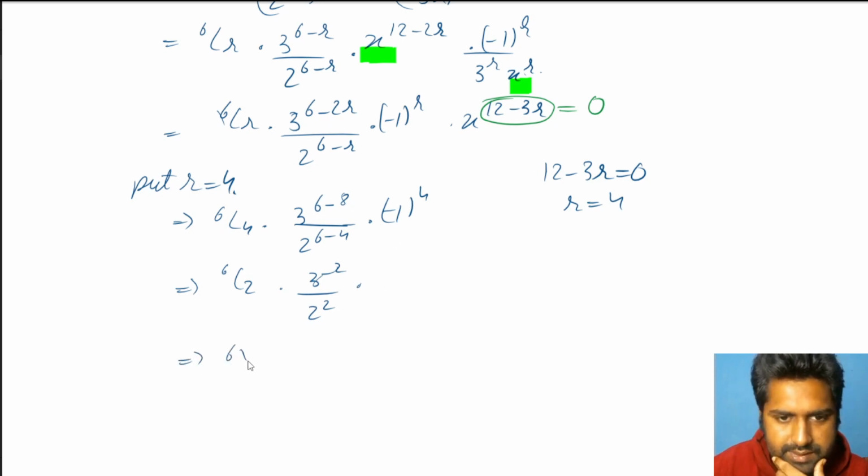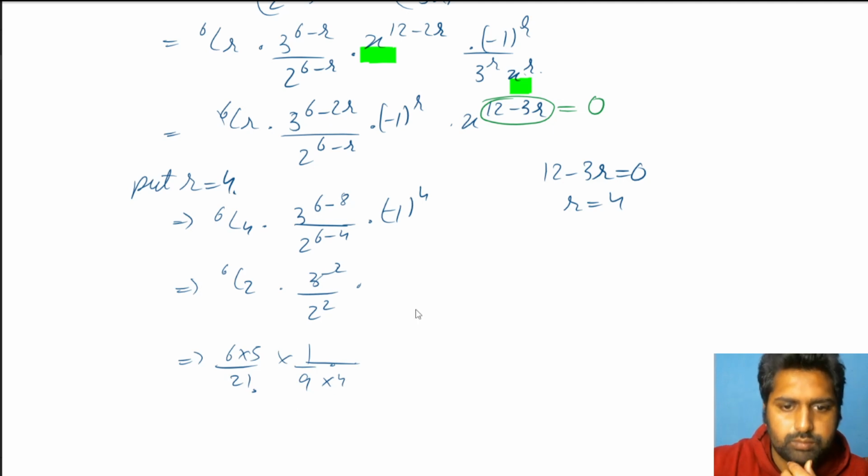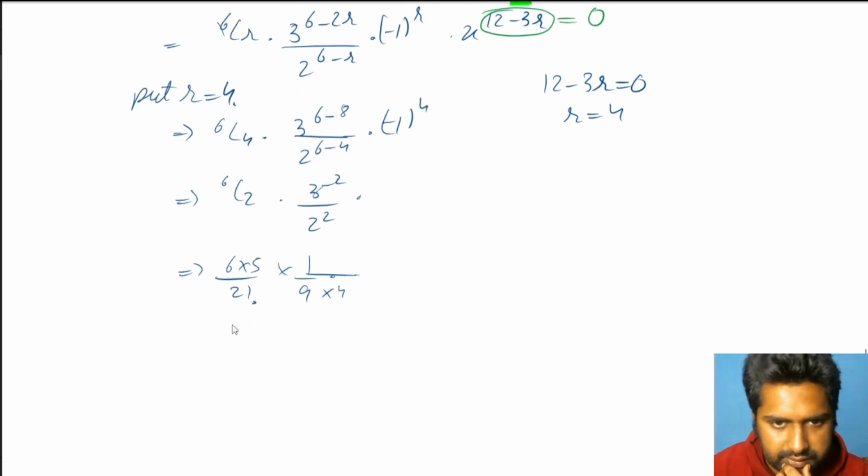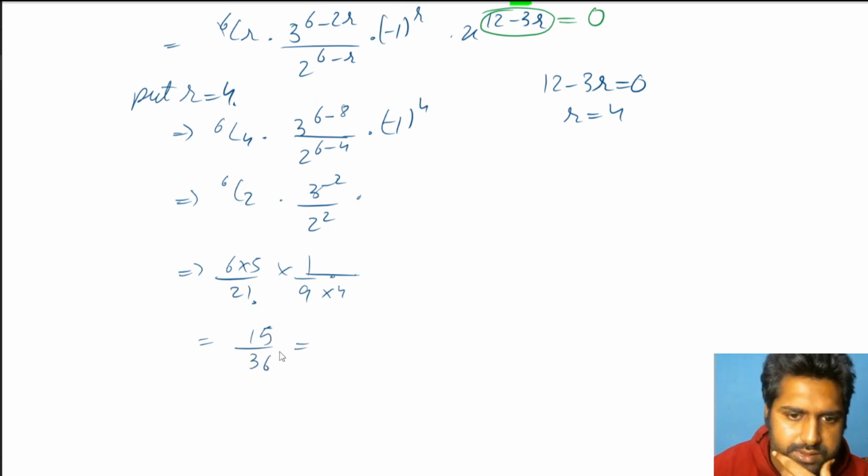6C2 is 6 into 5 by, write down 2 terms backward, divided by 2 factorial. 3 raised to power minus 2 is 1 by 9. 2 raised to power 2 is 4. So 30 by 2 into 36. Basically this becomes 15 by 36. So that becomes 3, no? 5 by 12. That's your answer.